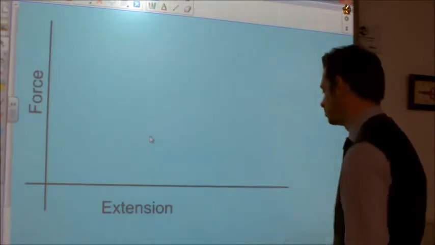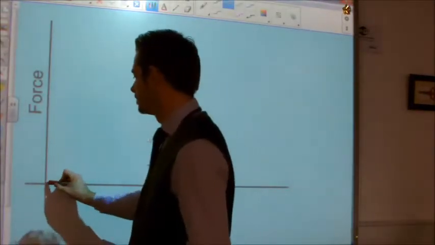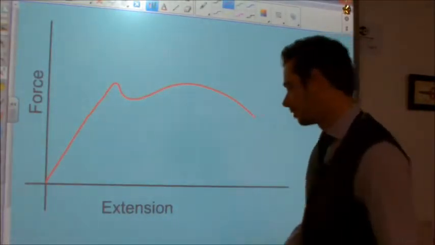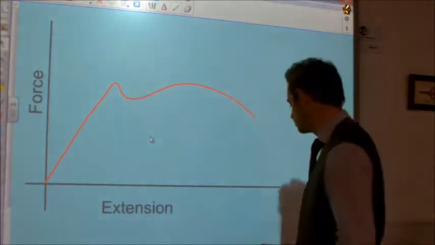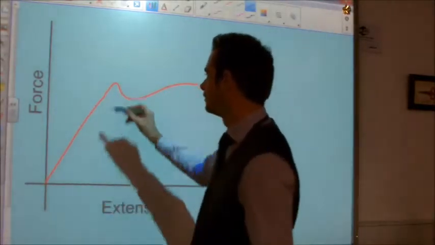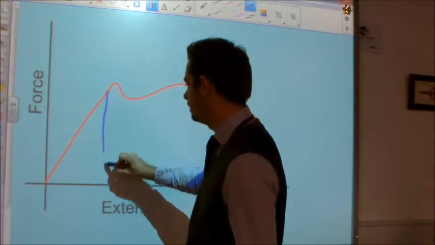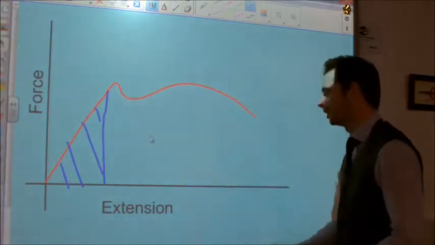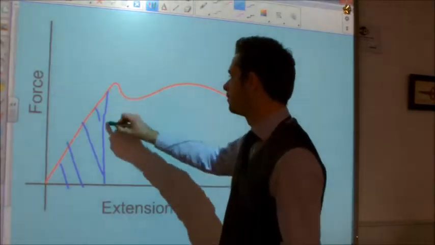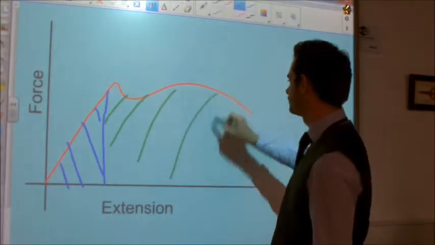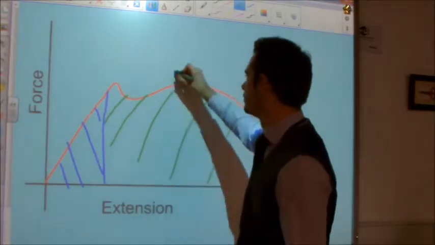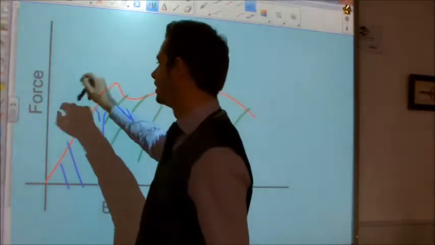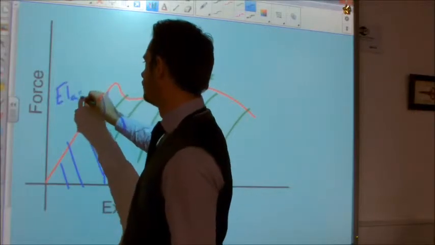Okay, so you probably had a force extension graph that looked pretty similar to this. A straight line region and then some sort of curve. If we were to add on our areas of elastic deformation, we could say that this area here is where all of that takes place. So that leaves us with this part of the graph here, which is where all the plastic deformation is. So this is all plastically deforming, and then this section here is the material deforming elastically.